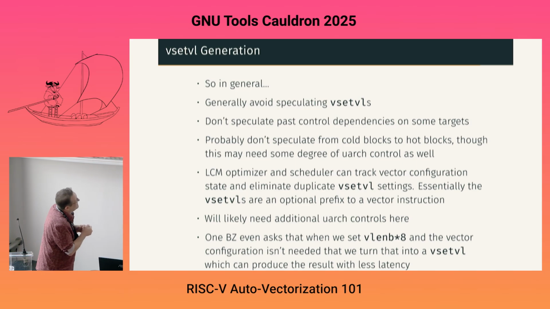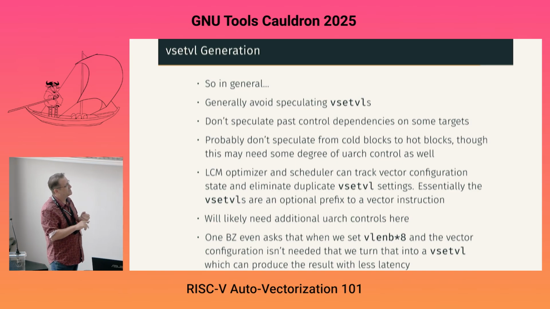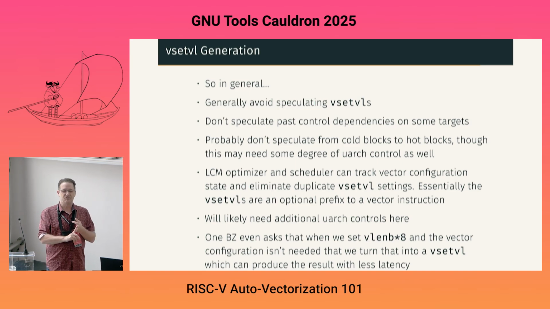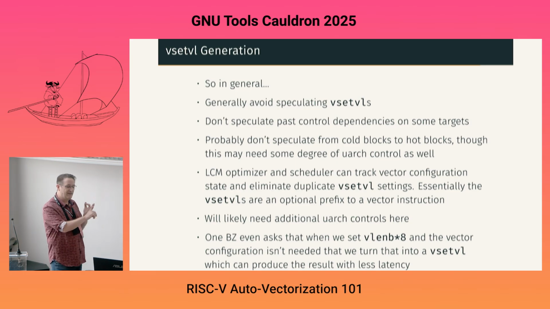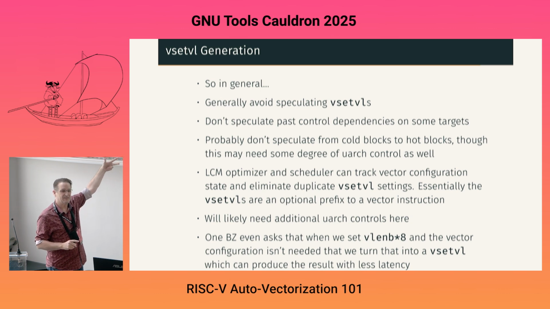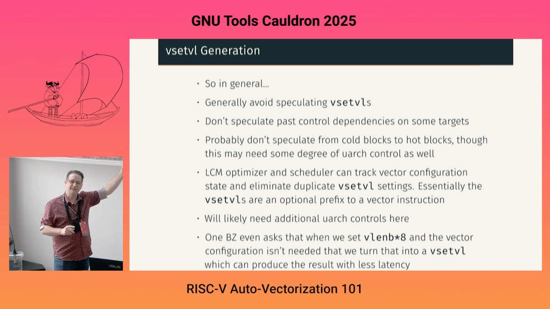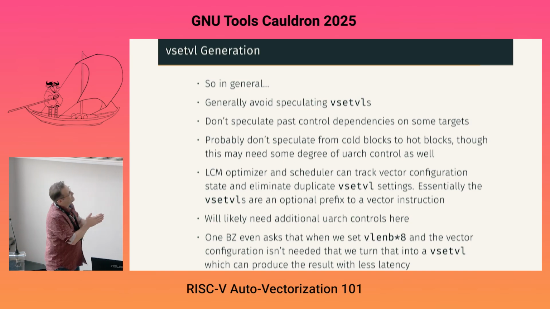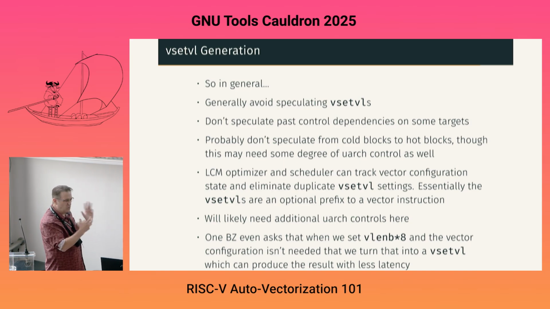Last but not least, we have one Bugzilla where somebody has asked that when they see a computation of the vector length in bytes times 8, to turn that into a vsetvl instruction. You have to track the vector configuration to know if this is going to trash your current configuration or not. I've been told this helps on some designs from one company, and again, I'll just say they're nameless. But the point is there are all kinds of weird things that go on with the vsetvl. We're going to need a lot of architectural testing and development to understand how they all interact and what's the most important thing to do.